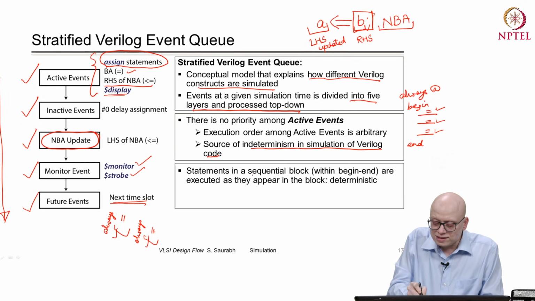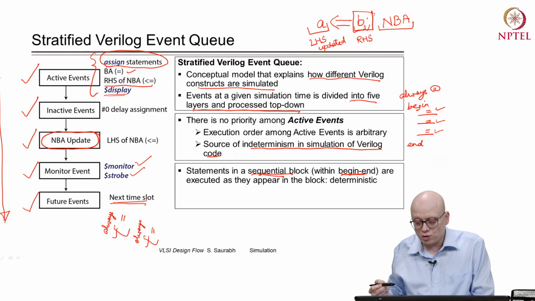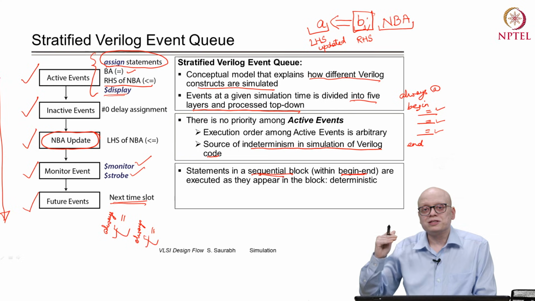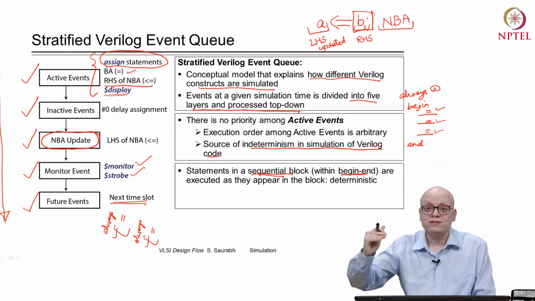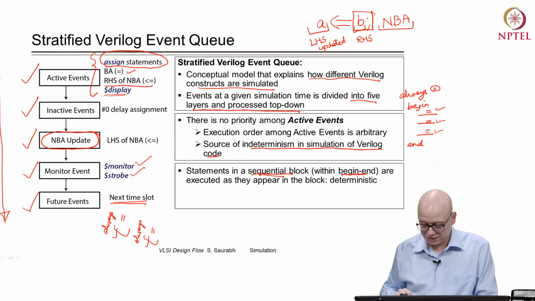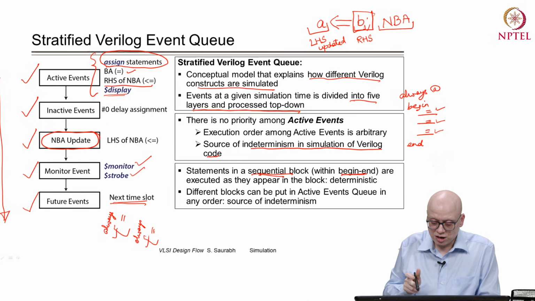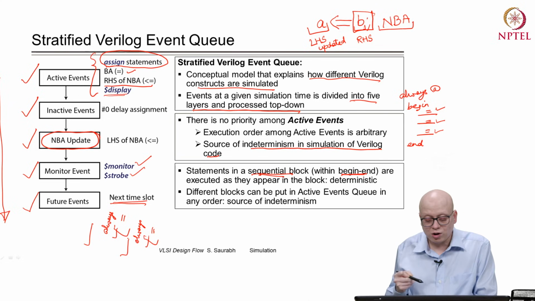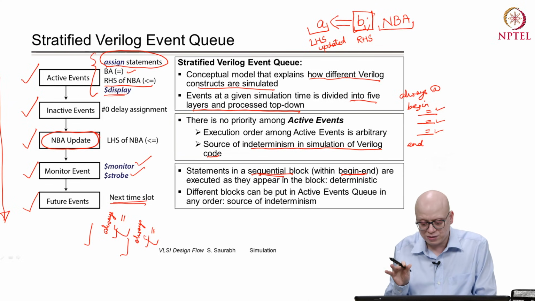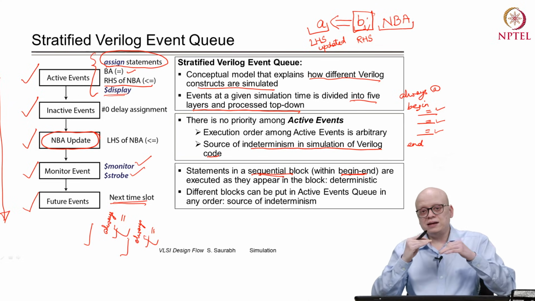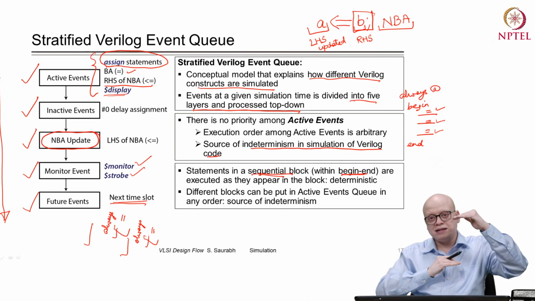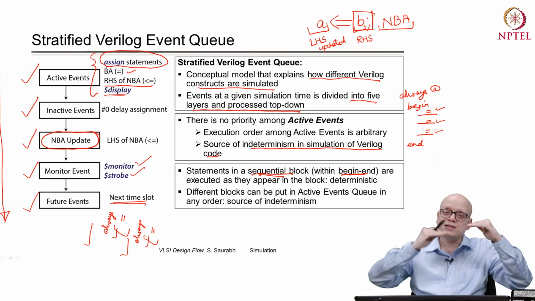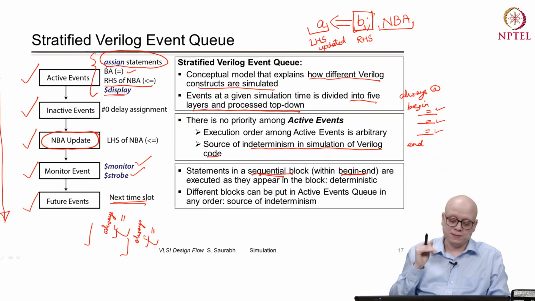So, if there is a sequential block, meaning within a begin end block, then the statements will be processed as given in the hardware model, right. There is no indeterminism. Different blocks can be put in the active events queue in any order, which is what I have mentioned here. If there are different blocks, they can be put in any arbitrary order, but if the statements are within a begin and end block, then those must be processed in a sequential manner only, right.